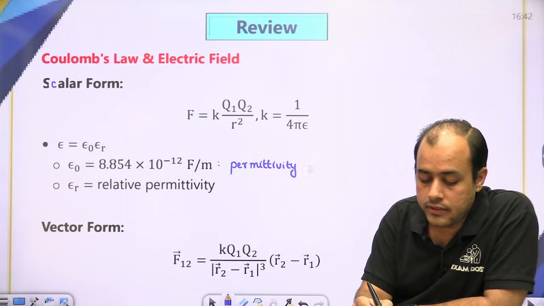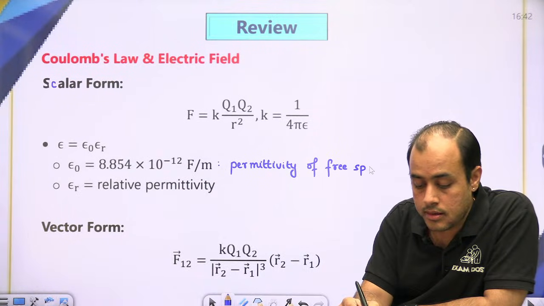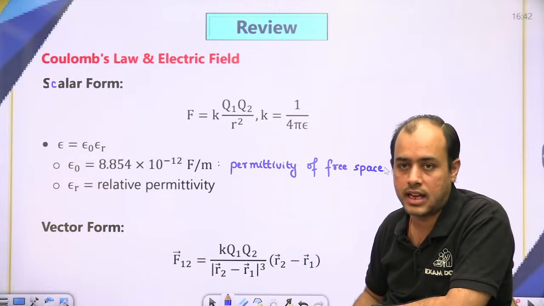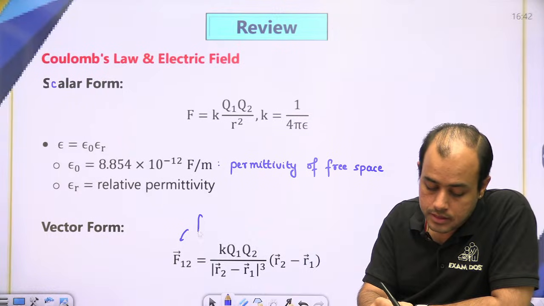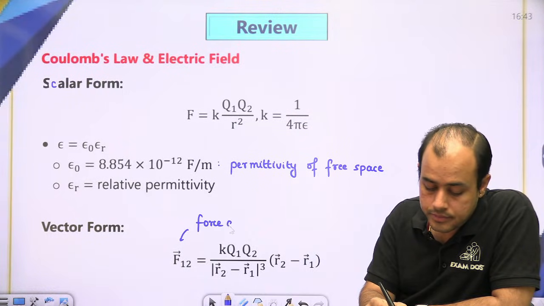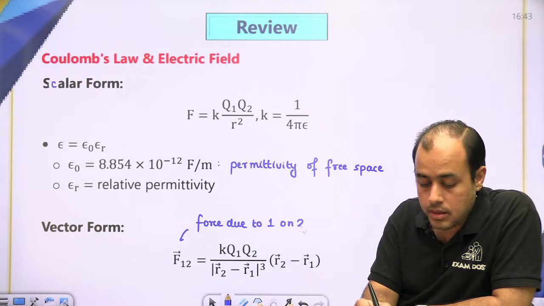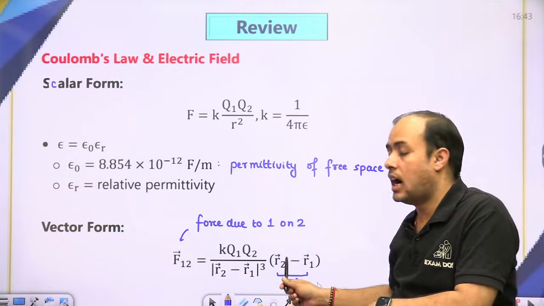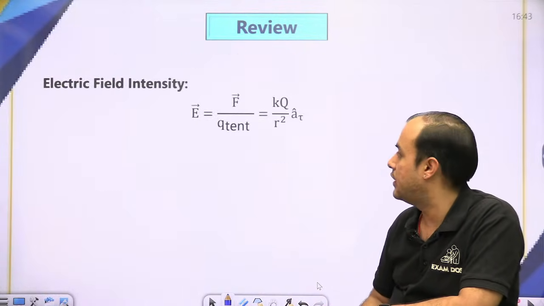Okay. Then we saw the vector form of Coulomb's law. It is K Q1 Q2 by mod R2 minus R1 square, times R2 minus R1. So what is F12? Force due to 1 on 2. This is also known as R12, that is the vector from R1 to R2.